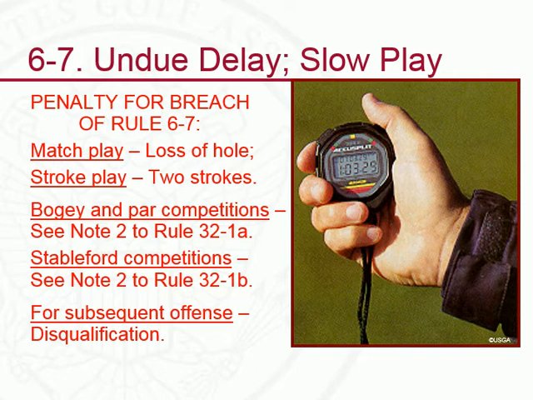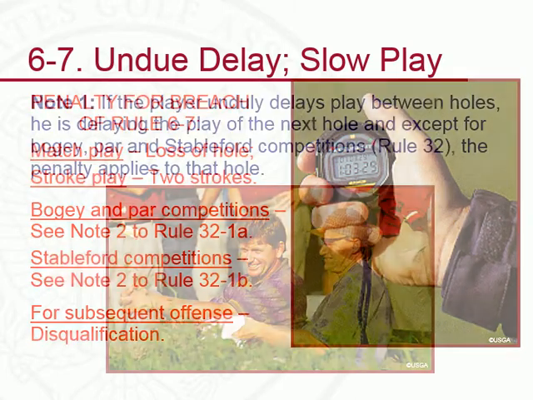So under Rule 6-7, the breach of this rule for match play is loss of hole. Stroke play is 2 strokes. And then for bogey, par, Stableford competitions, we'll see the Note 2 to Rule 32-1A and 1B. And that's for the first breach. For any subsequent offense, that's disqualification. So that's the standard penalty structure. Match play, loss of hole, stroke play, 2 strokes for the first offense, and any subsequent offense would be disqualification.